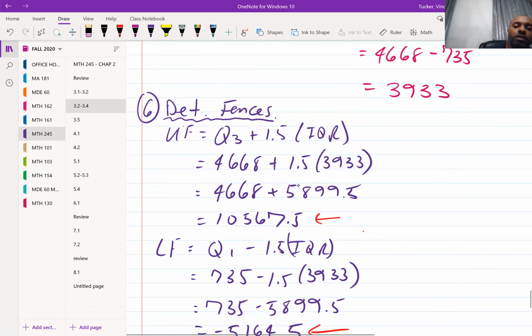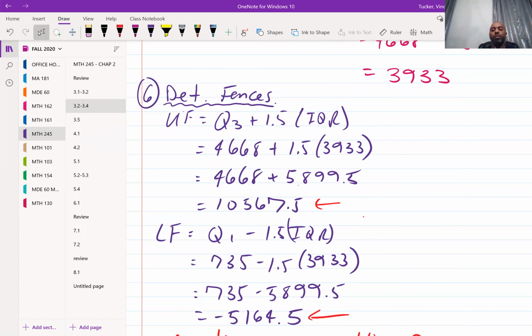Then our lower fence, Q1 minus 1.5 times the IQR. So that's 735 minus 1.5 times 3933. And that will give us negative 5,164.5. Any questions with our fences?